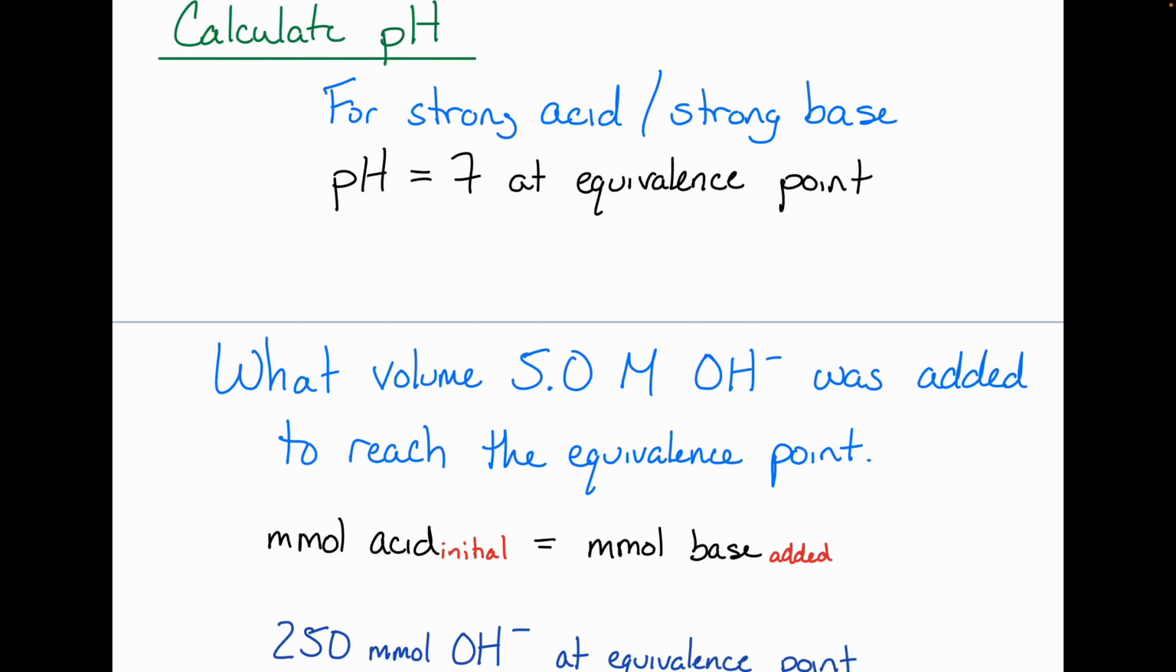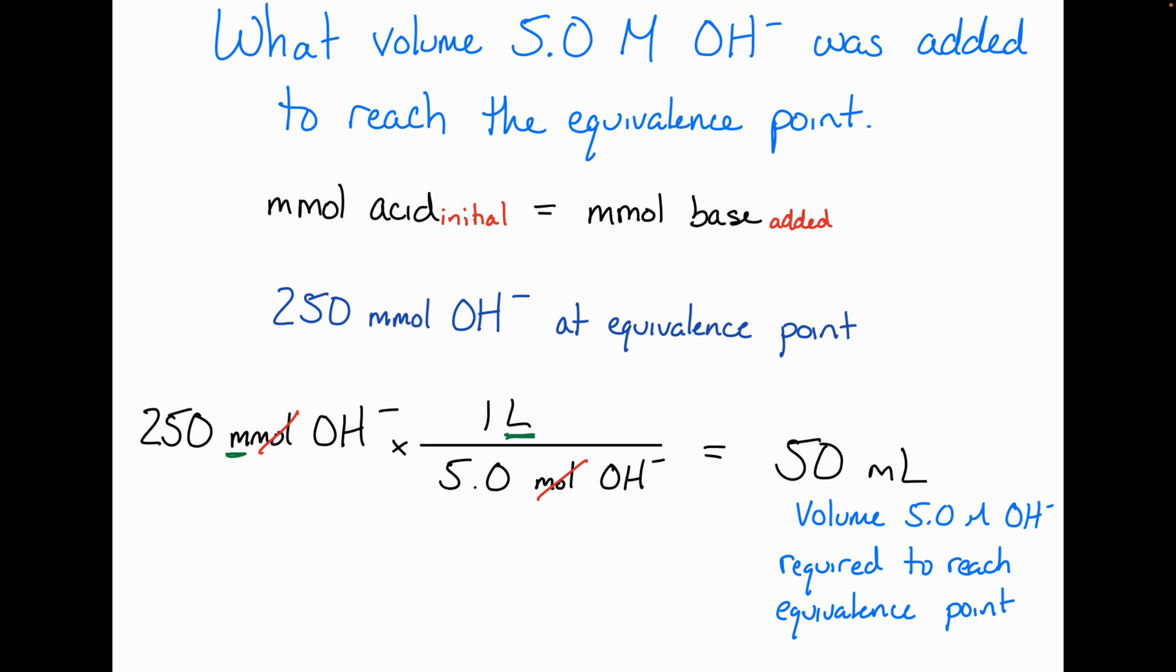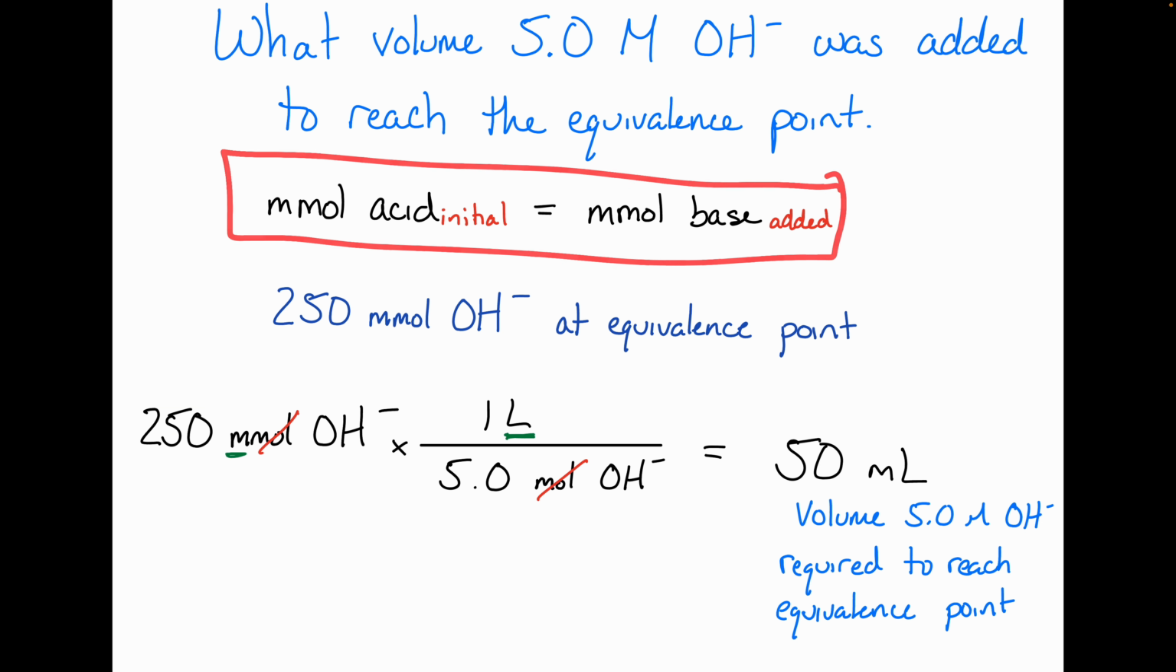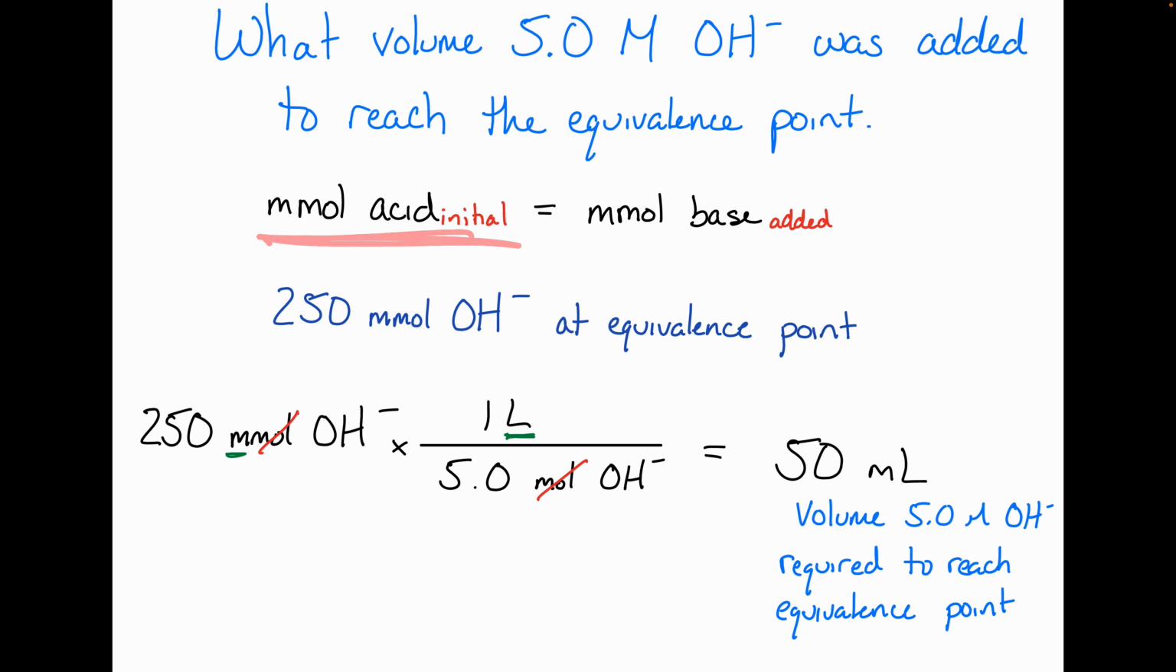But I could also ask you what volume it took to reach the equivalence point. You've got to go back to our definition of what it means to be at the equivalence point. We always know how much of that analyte we start with, so we just set that equal to the number of millimoles of base added. In this case, we're going to divide by our concentration, so that moles cancel out, leaving us with volume units of milliliters.